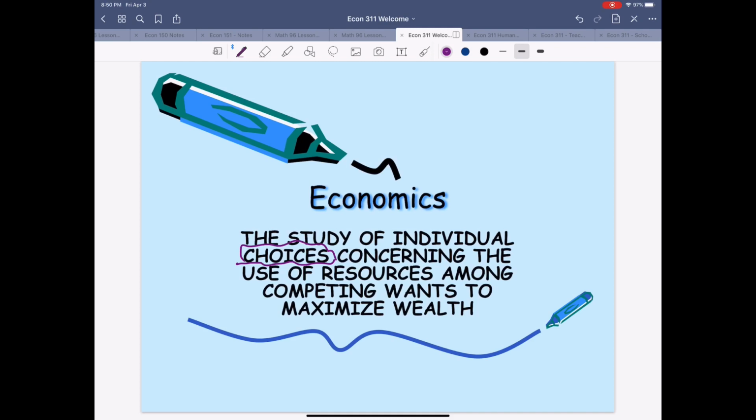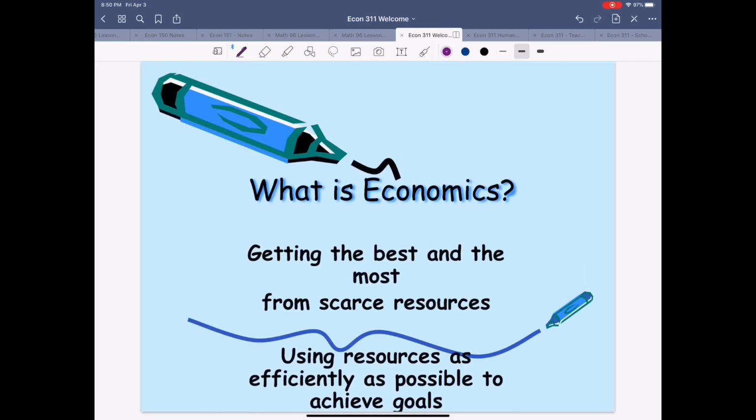And again, it may surprise you to find that that's really what we're looking at, is how are choices used to maximize wealth. So we're going to define some terms here before we go on, but I want you to have the idea that our whole purpose here is to understand how decision making maximizes our wealth and makes us better off. So economics then, to restate that definition, is getting the best and the most from scarce resources.